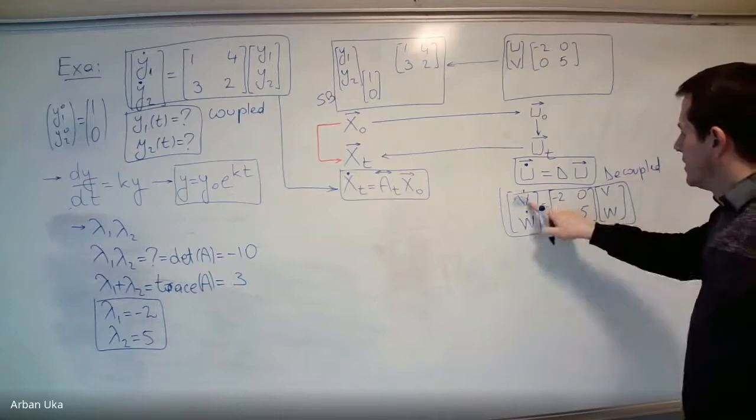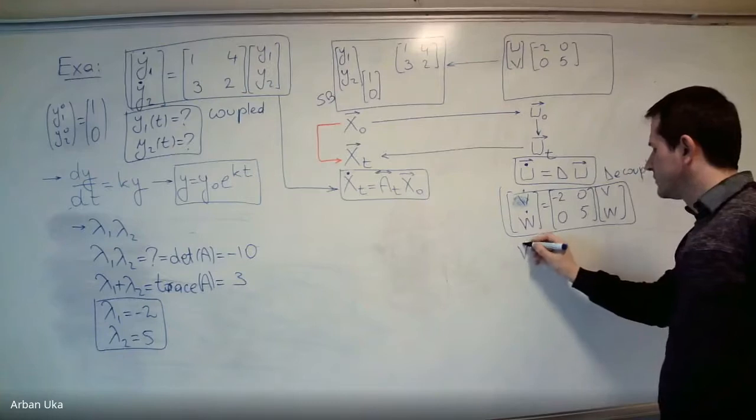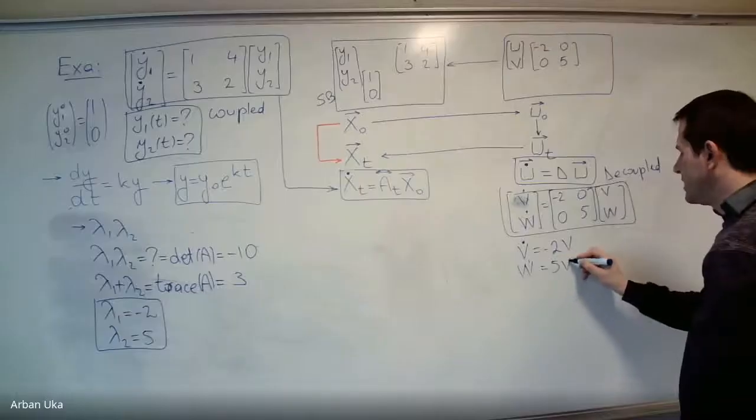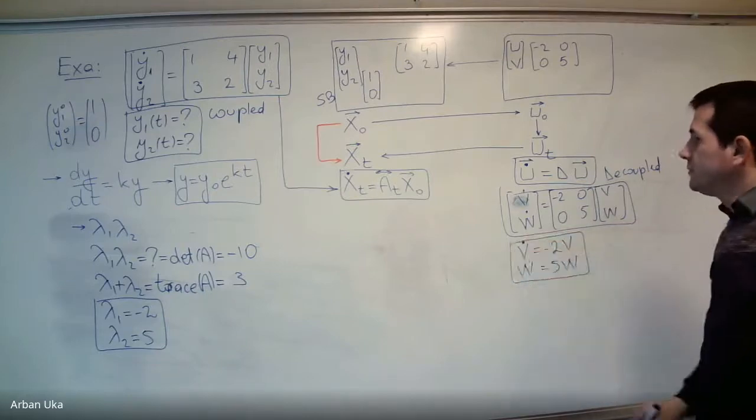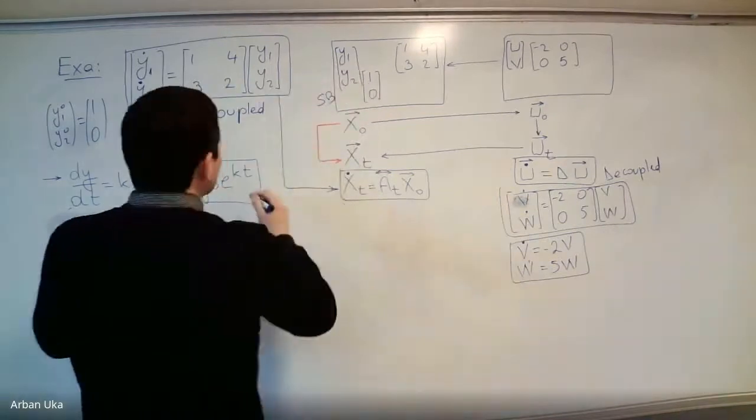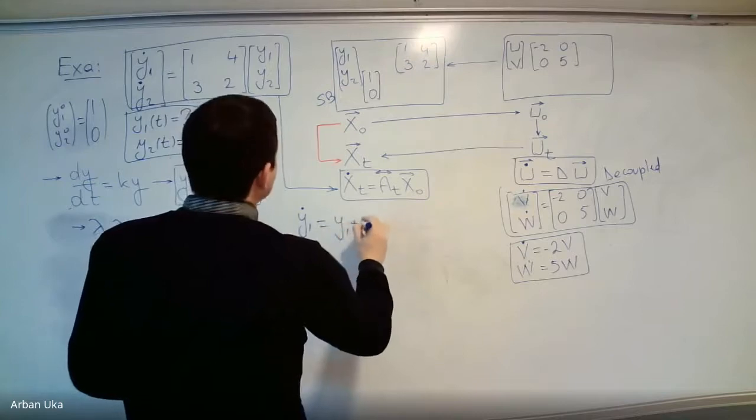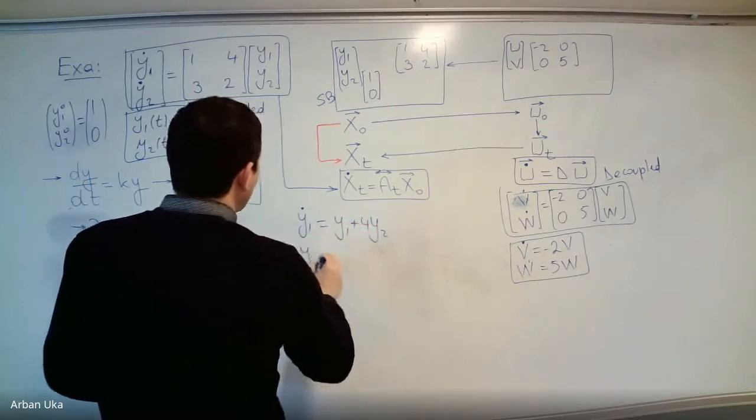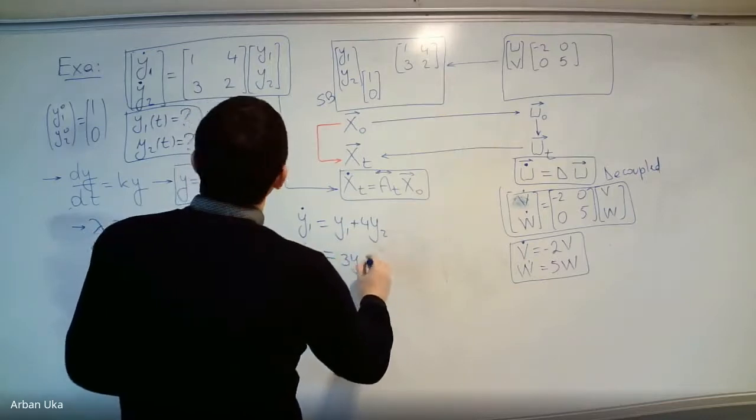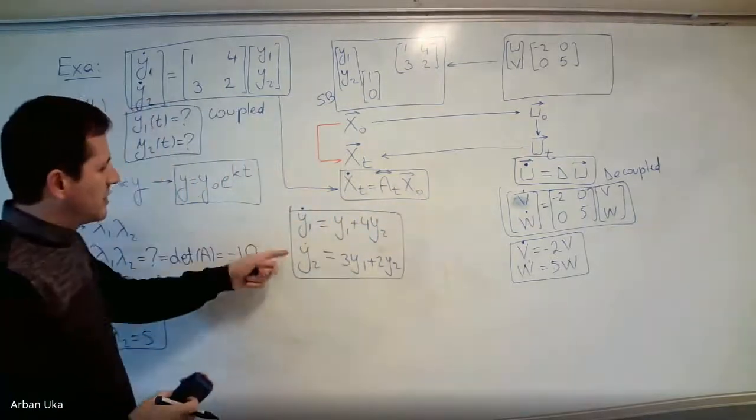If this is decoupled, what is the first equation? Who can read this for me from the class? Someone? It's -2v, and 5w for the w. Yes. Is this a difficult system to solve or not? This is simpler because let's have a look at how the other system looks. The other system looked like this: y1 dot was equal to y1 plus 4y2, and y2 dot is equal to 3y1 plus 2y2.